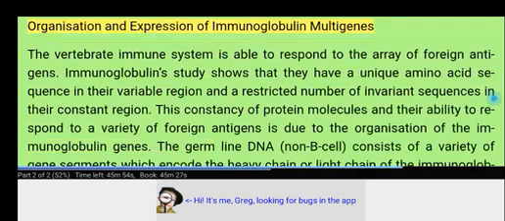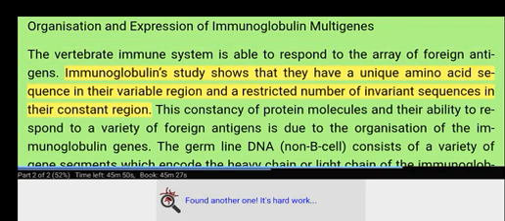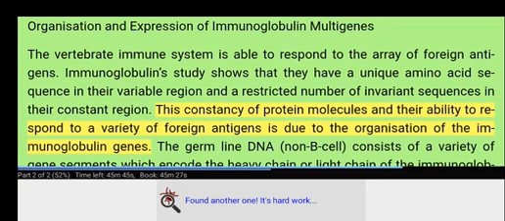Generation of antibody diversity. Organization and expression of immunoglobulin multigenes. The vertebrate immune system is able to respond to an array of foreign antigens. Immunoglobulin study shows that they have a unique amino acid sequence in their variable region and a restricted number of invariant sequences in their constant region. This constancy of protein molecules and their ability to respond to a variety of foreign antigens is due to the organization of the immunoglobulin genes.